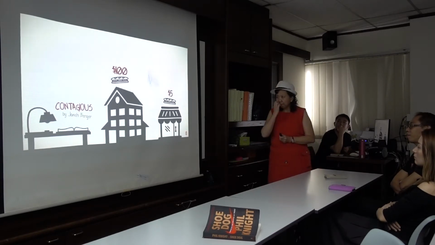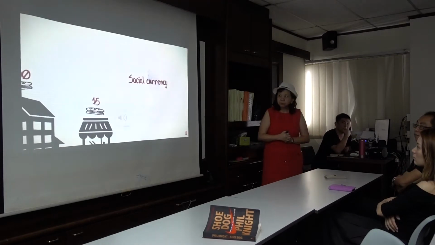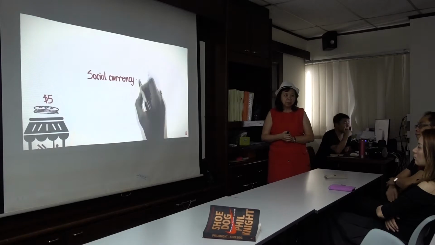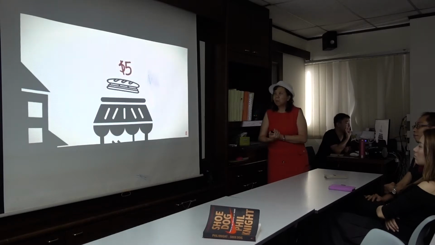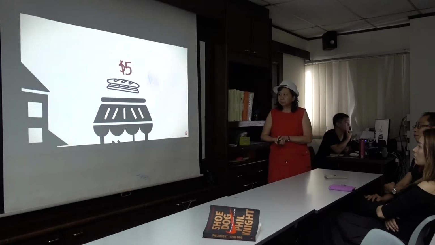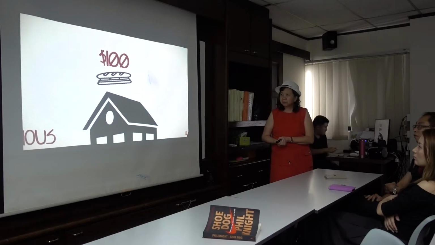And of course, there are many factors as to why, but one of the factors is social currency. And the idea with social currency is that people share whatever makes them look good. So if anything makes you look good or smart or cool, you're much more likely to share it. So let's say you're in Philly and you get a regular cheesesteak for $5. That's probably not something that you're going to want to tell everyone about. But imagine if you go out for dinner and get the $100 cheesesteak. That's probably something that you're going to tell all your friends about.